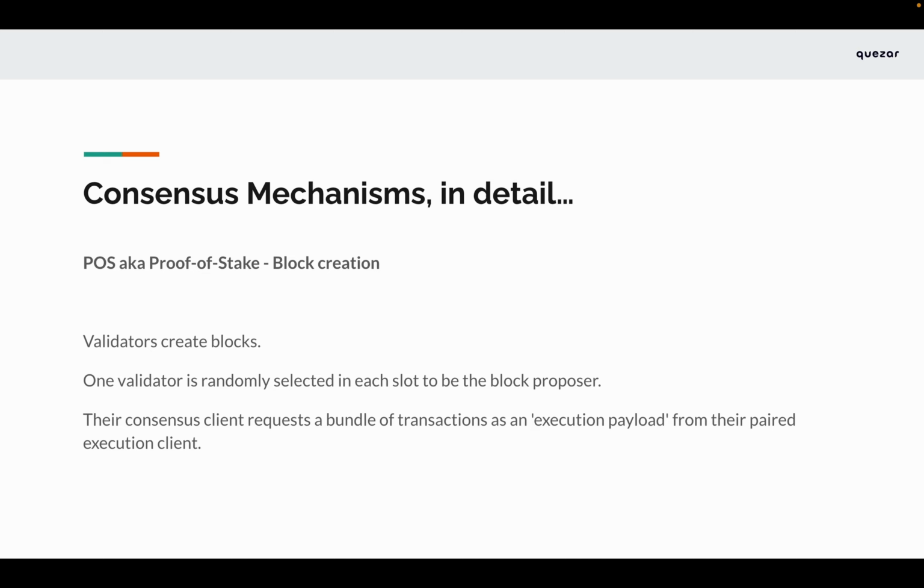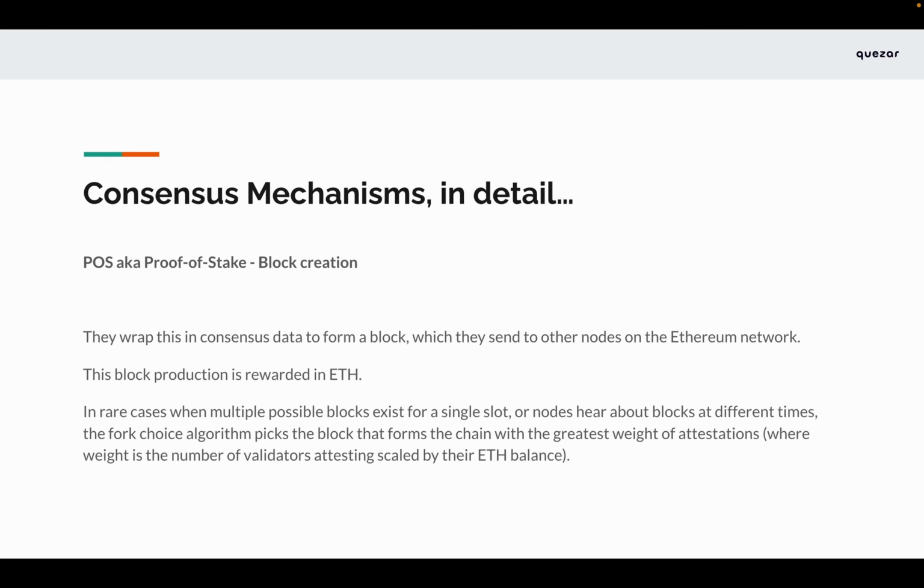Their consensus client requests a bundle of transactions as an execution payload from the execution client of the same node. This transaction data, or execution payload, is wrapped in consensus data to form a block, which is then sent to the other nodes of the network for verification and validation. If the block is validated and added to the network successfully, the validator is rewarded in ETH.